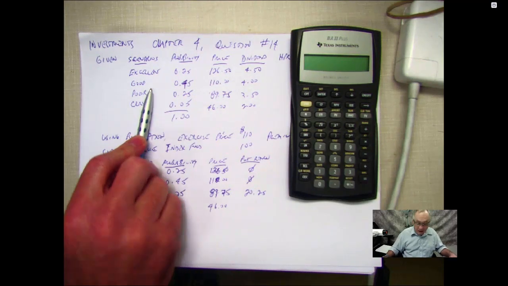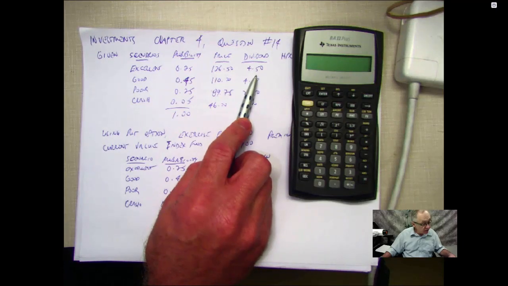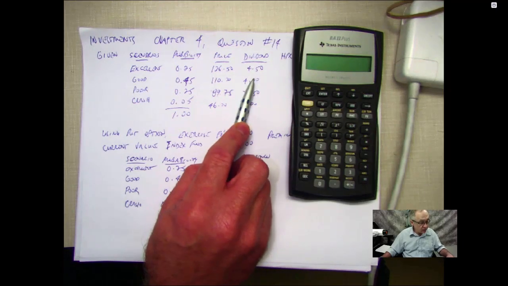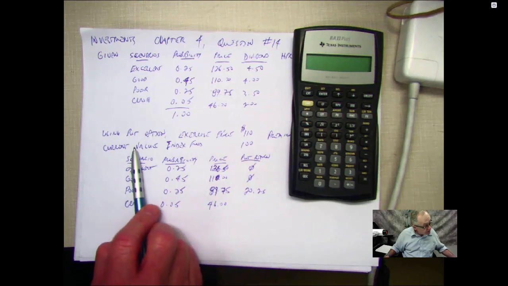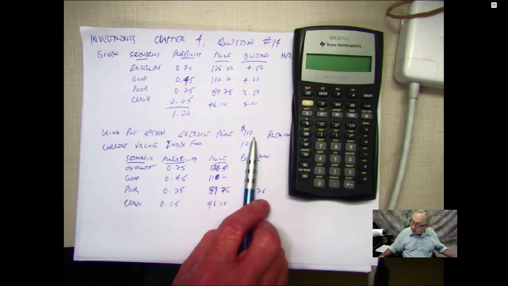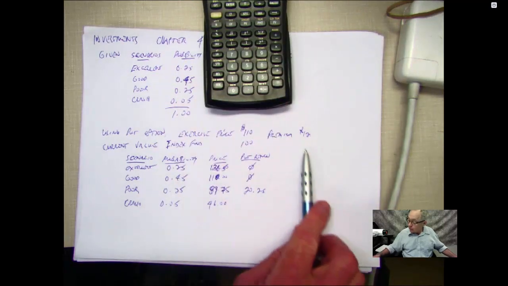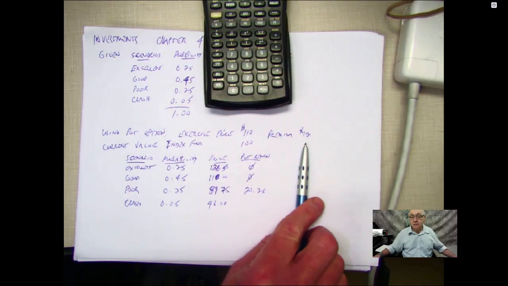Spreadsheet 4.1 gives us probabilities, price, and a dividend value. So we just calculate holding period returns. Question 14 says yes, and the owner of the portfolio also has a put option on the index fund with an exercise price of 110, and the index is currently at 100. The premium paid for this put option is $12.